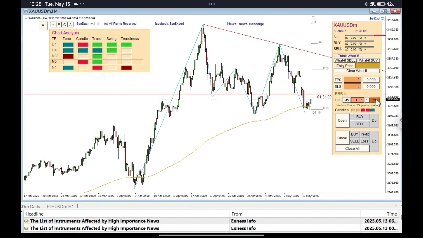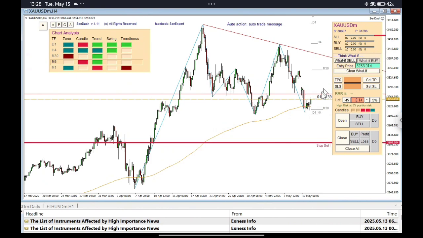So if I take the maximum risk at 5%, this is the maximum risk SenDash allows for the big portfolio. It suggests 2.14 lot size for one position entry. So let's see what if I buy at the current price. This is the current price, exactly 3253.014. Suppose that I enter buy here.